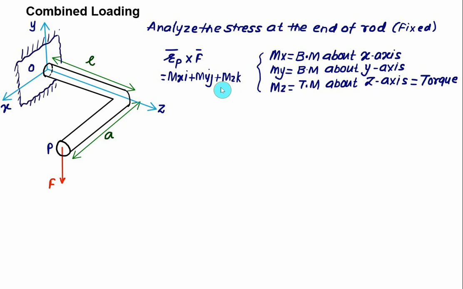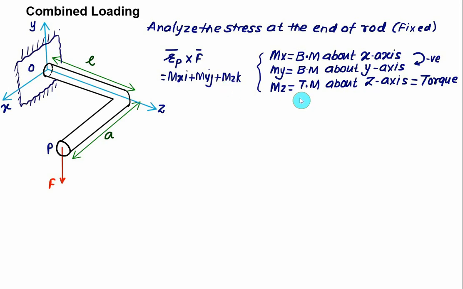In that case, Mx will be the bending moment about the x-axis, and clockwise moment will be taken as negative and anti-clockwise as positive, using the standard right hand rule. My is the bending moment about the y-axis. Again we have the same sign convention: clockwise bending moment is taken as negative and anti-clockwise as positive. And the moment about the z-axis will be taken as the torque, that is, the twisting moment.